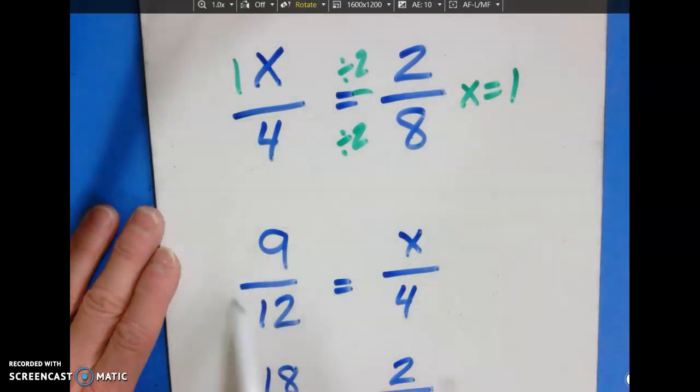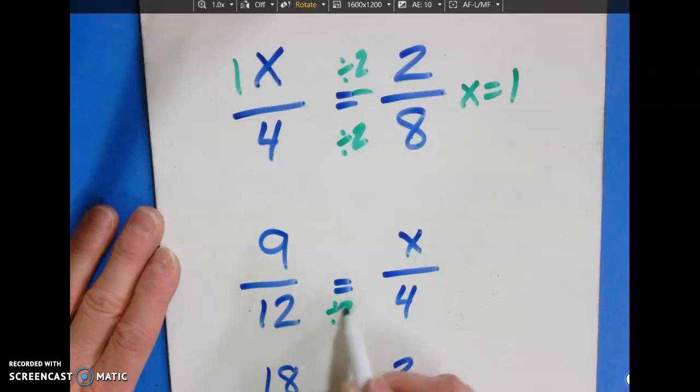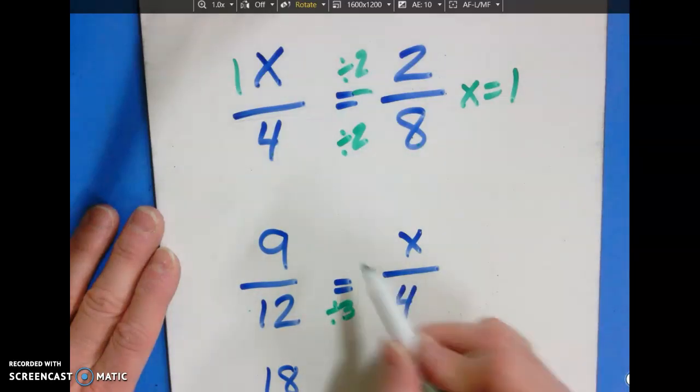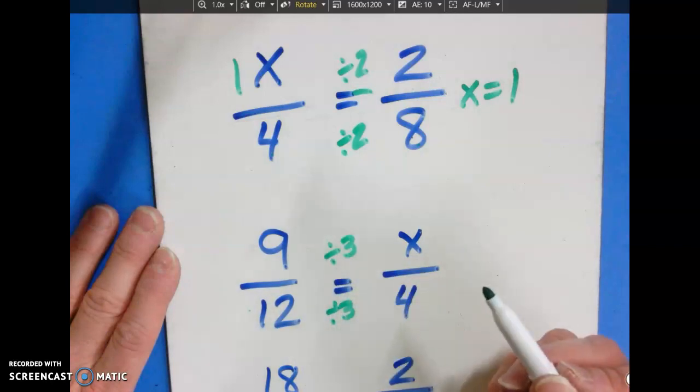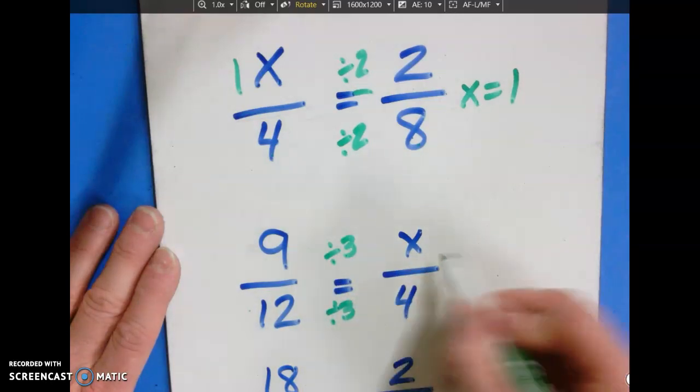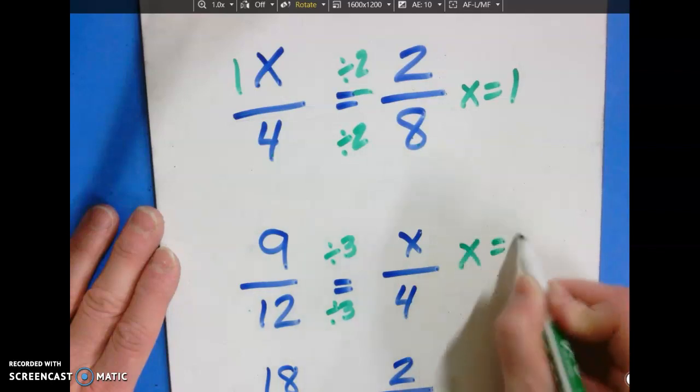What about this one? Start with what you know. I know 12 can get down to 4. I'm only using multiplication or division. Do not use adding or subtracting. 12 divided by something, I'm getting smaller, so I know I'm dividing by 3 is 4. If I divide 3 in the denominator, I have to divide 3 in the numerator. 9 divided by 3 is 3, so X equals 3.